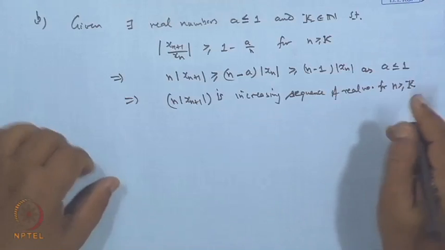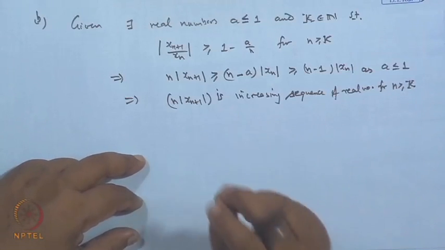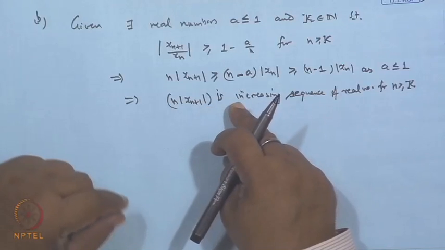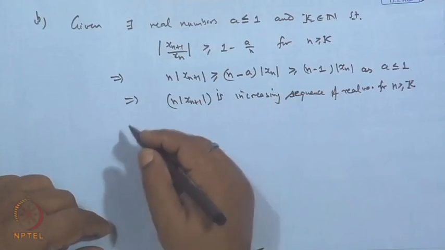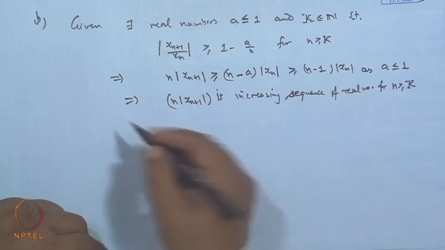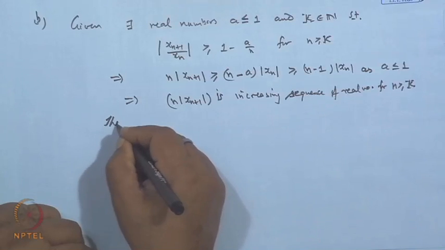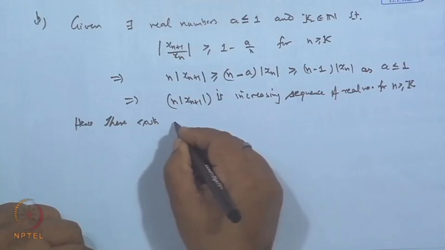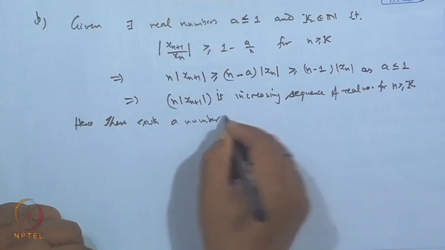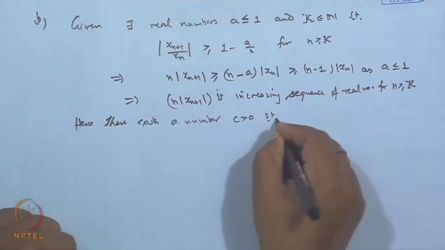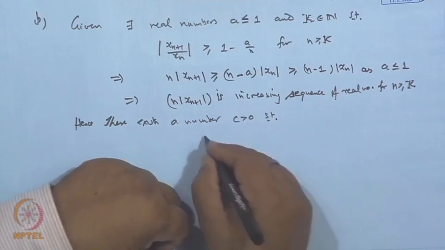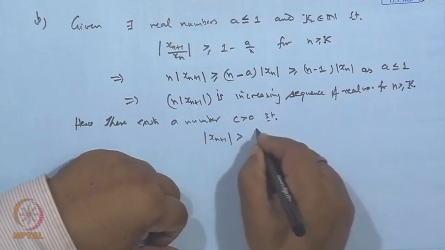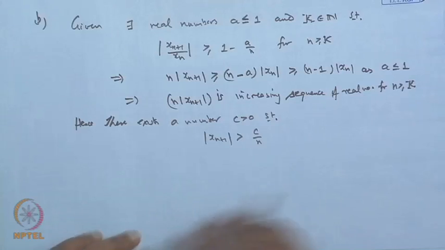So, once it is increasing, if we take any c, then n can be obtained so that it is greater than or equal to c. So, there exists a number c greater than 0 such that mod x n plus 1 is greater than c by n.